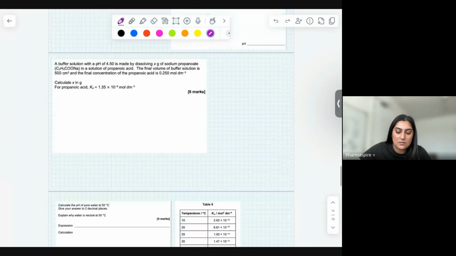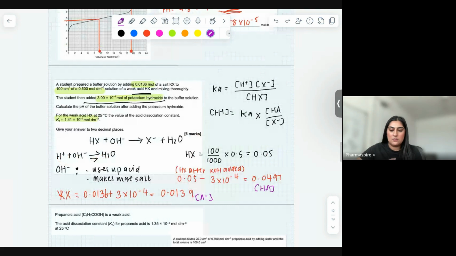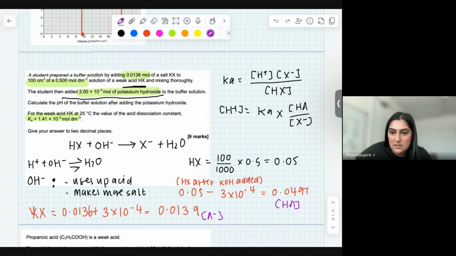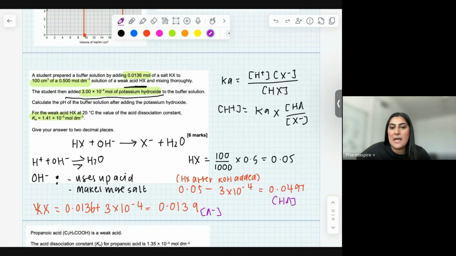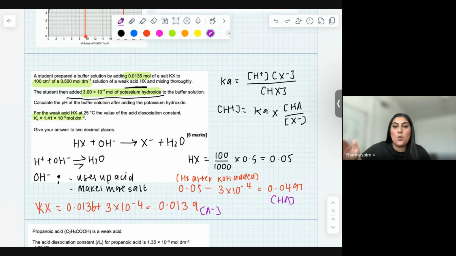Okay, right. Is it always acid minus base? Yes, because that's the one that you have more of. Acid is always in excess in a buffer, always in excess. That's the definition of a buffer: acid in excess with conjugate ions.